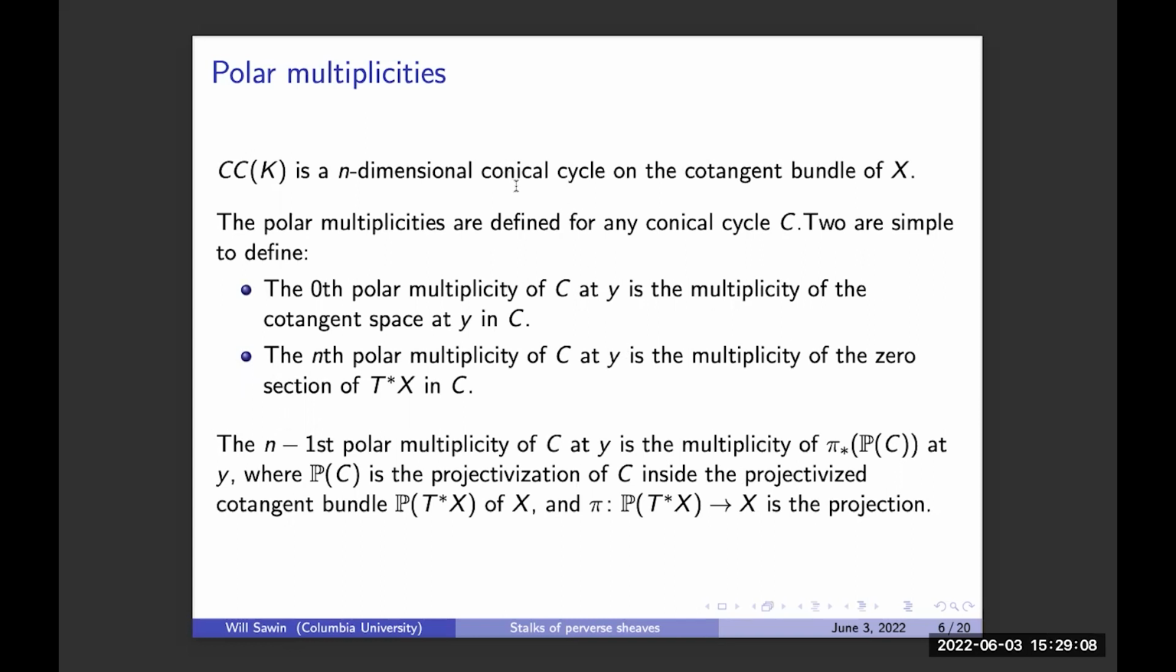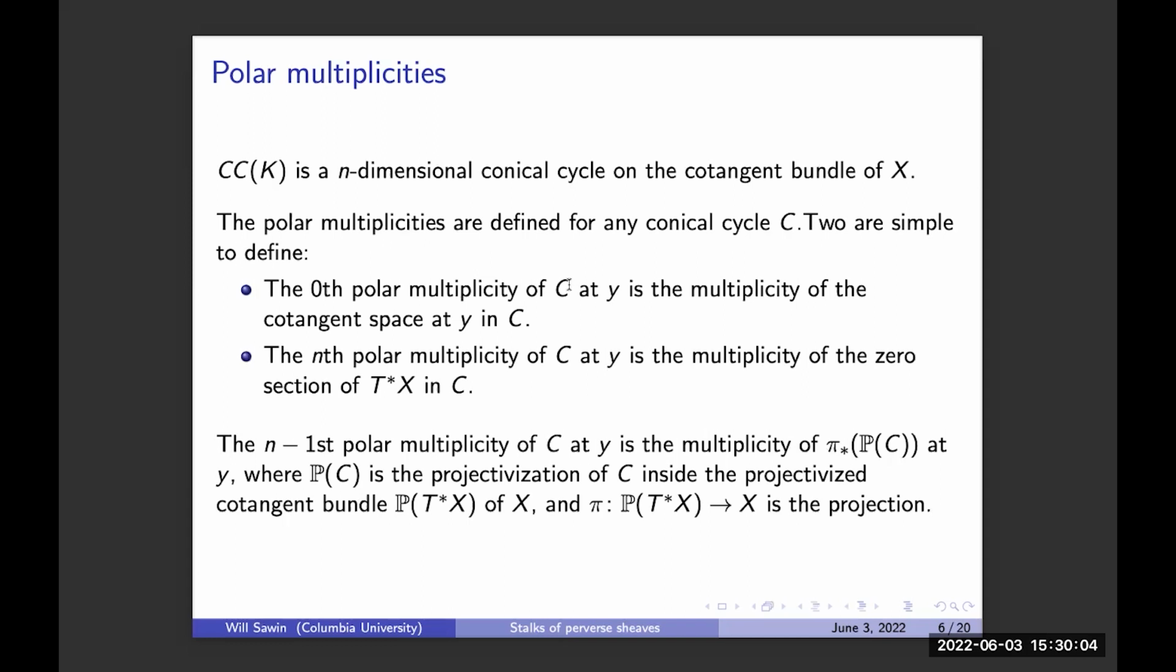So one can define them for any conical cycle in the cotangent bundle of dimension n. So I'll write C to refer to a general cycle, which is not necessarily the characteristic cycle of anything. And of these, two of them are the easiest to find, the very first one and the last one. And they're defined just using the definition of an algebraic cycle as a non-negative integer combination of irreducible subvarieties, not even using any intersection theory. The zeroth polar multiplicity counts how many times the cotangent space at the point y, or the fiber over y, appears in this sum. And the nth polar multiplicity counts the number of times the zero section appears in this sum.